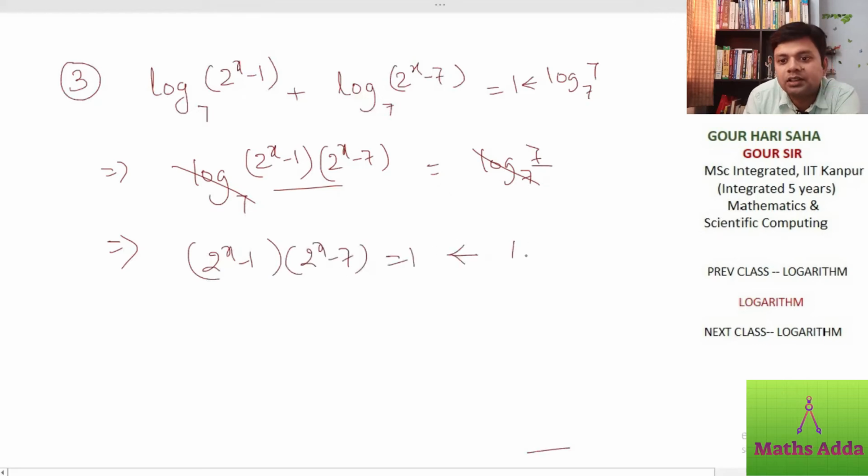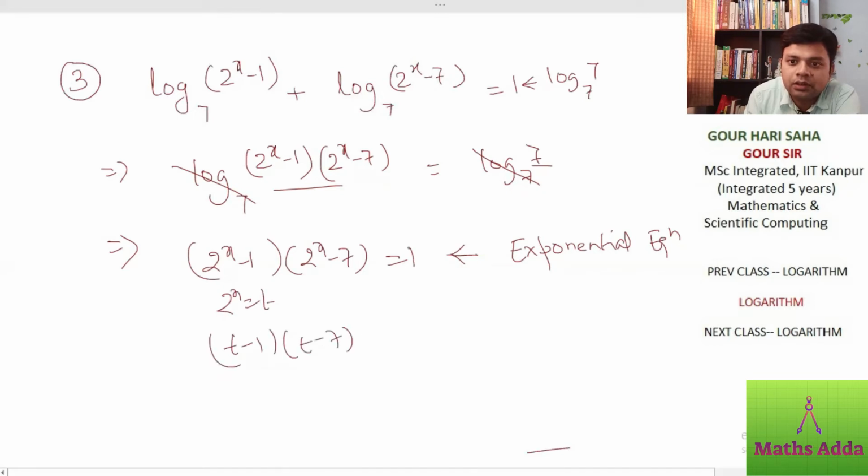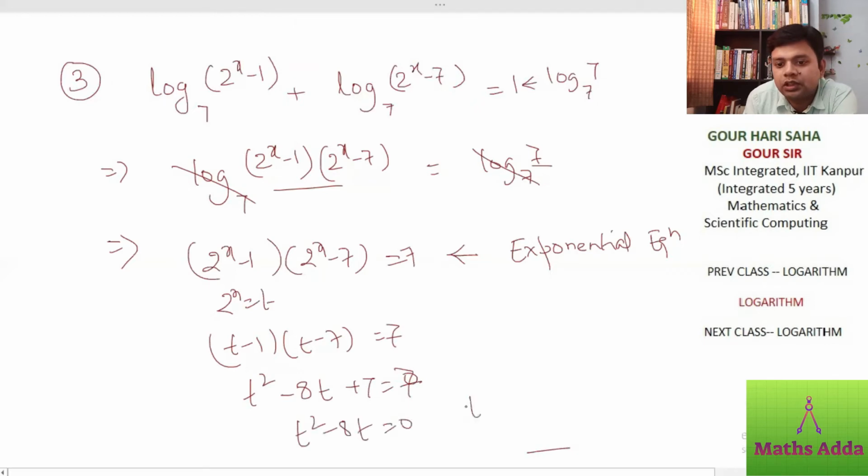This is an exponential equation, right? So how to solve it? 2 to the power x is equal to t. So (t minus 1) into (t minus 7), it is not 1 here, it is 7 here, is equal to 7. So t square minus 8t plus 7 is equal to 7. So t square minus 8t equal to 0. So t into (t minus 8) equal to 0, t equal to 0 or 8.